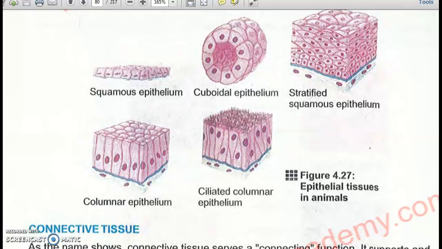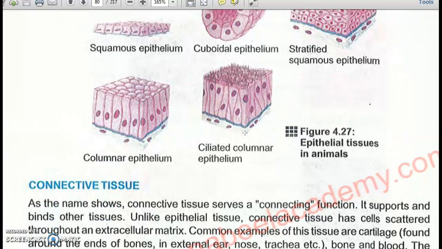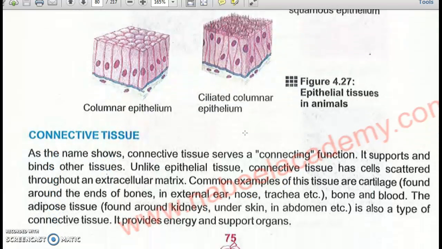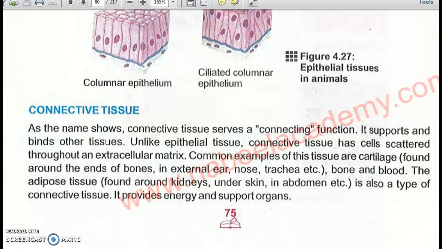Second type of animal tissue is the connective tissue. As the name shows, connective tissue serves a connecting function. It supports and binds other tissues. Unlike epithelial tissue, connective tissue has cells scattered throughout an extracellular matrix.